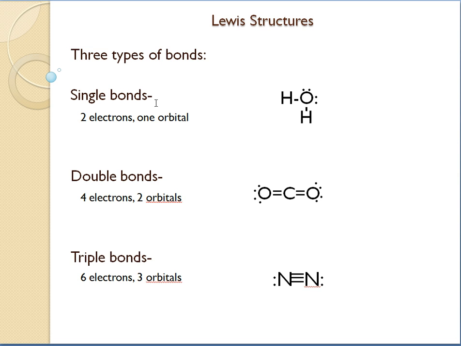Alright, so there's three types of bonds. Single bonds are one orbital shared between two atoms. There's double bonds. It's two orbitals shared between two atoms. And triple bonds are three orbitals shared between two atoms.